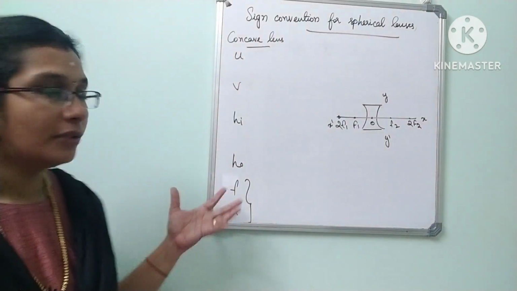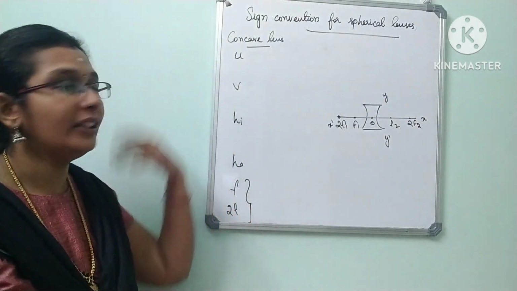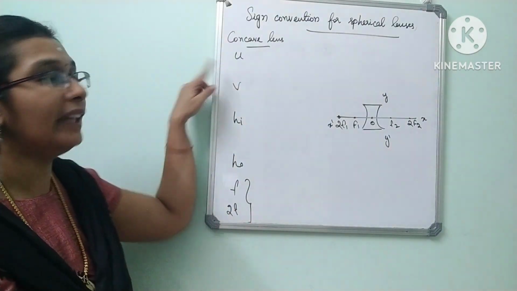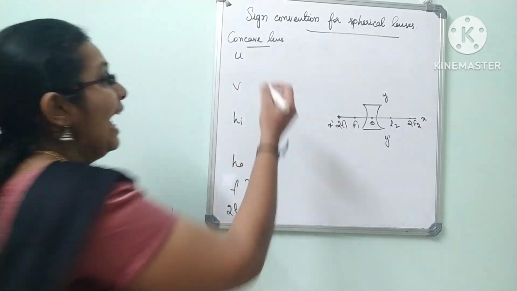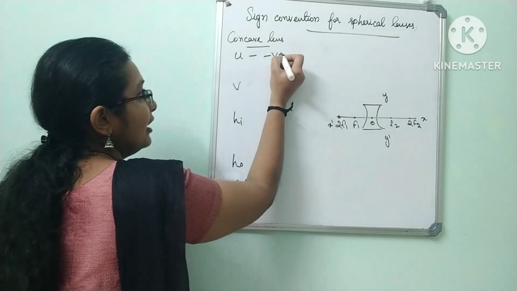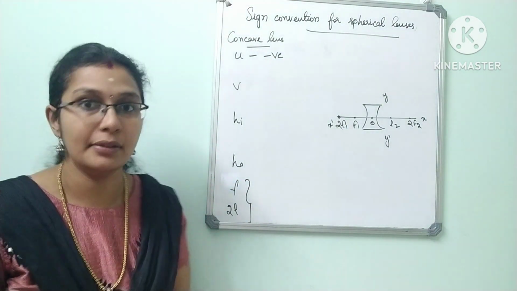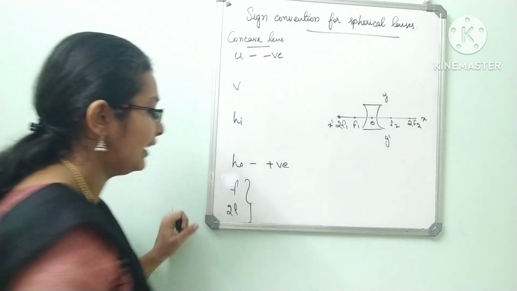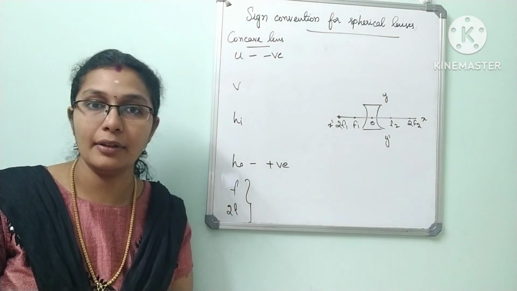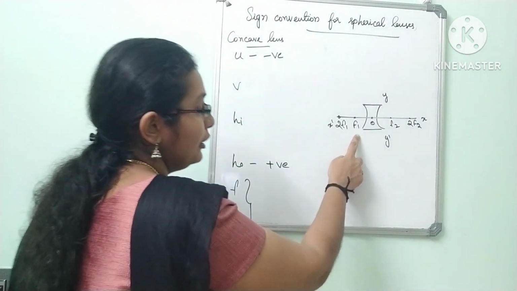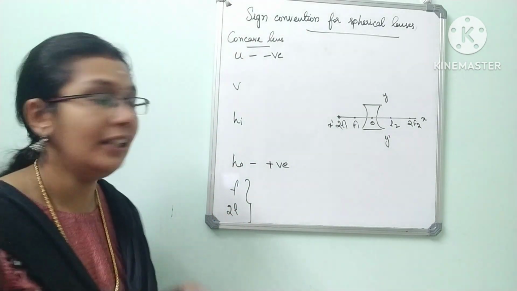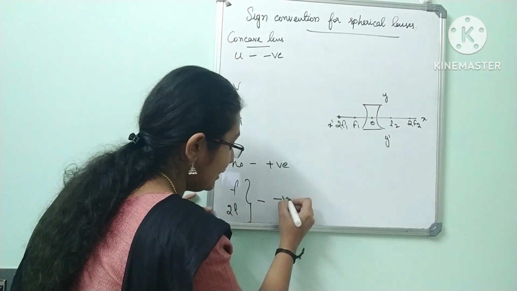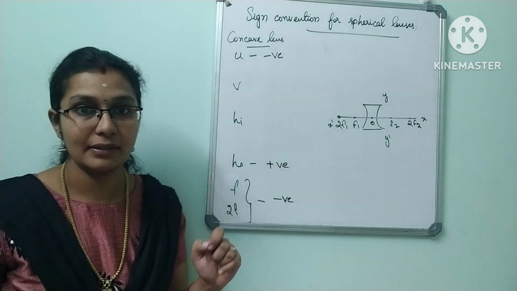Clear? Yes. So now we will go for concave lens. Okay, so for concave lens, your object distance will be negative. For whatever lens or mirror, your object distance will be negative and height of object will be positive. Clear? And focal length and center of curvature, where will we use them? We will use them on this side only, right? So they will both be negative for both the cases. Okay?